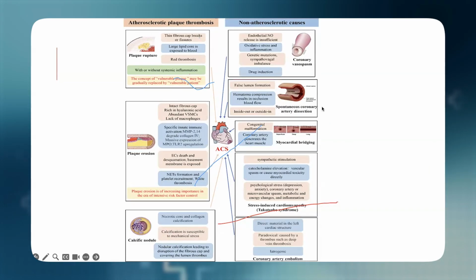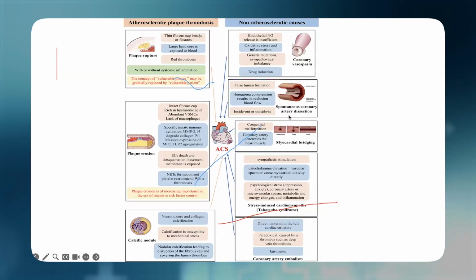Then second is spontaneous coronary artery dissection, which is also called SCAD. It is very common in young females. In a young female, if the clinical scenario is given, there are no blockages in the coronary artery, but there is a spiral or longitudinal tear in the coronary wall and false lumen formation. This is called SCAD, which is common in young females.